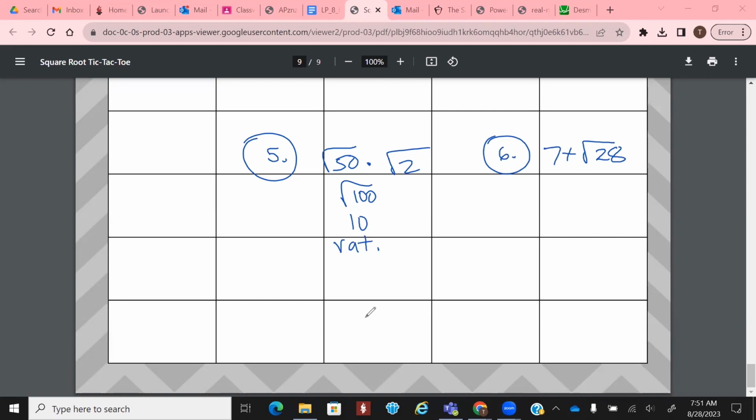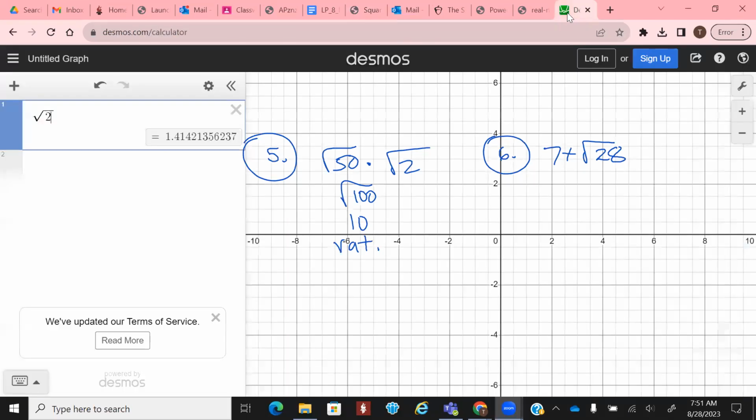Number 6, we can't add those two things together. So if we just plug this into our calculator, we have 7 plus the square root of 28. Does that have a repeating number or does it terminate? No. Does it repeat? You see why? It's not like 2, 9 keeps going. If it's random numbers over and over again, then that's not repeating. So this is going to be irrational.